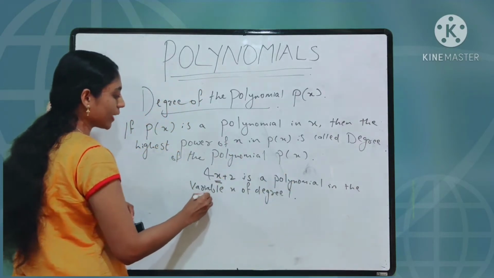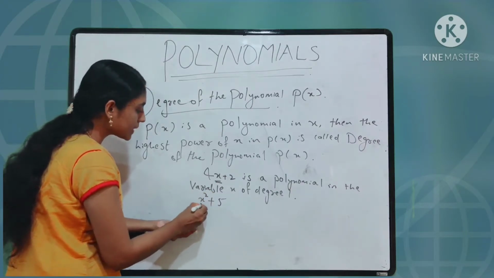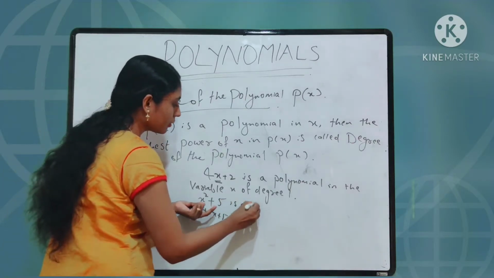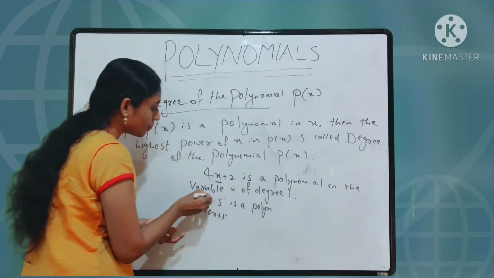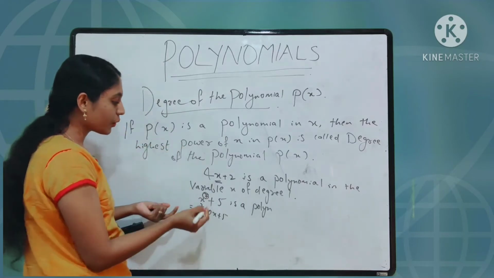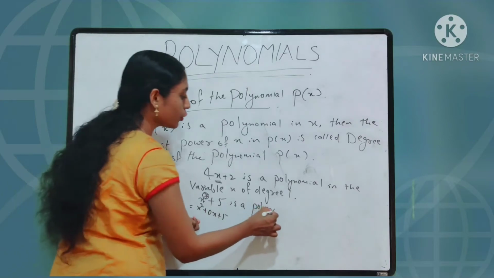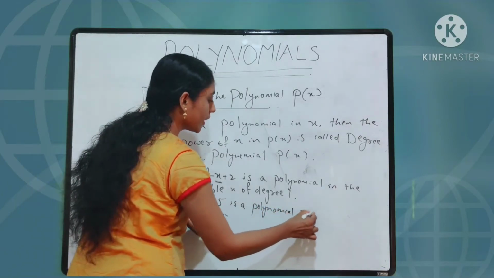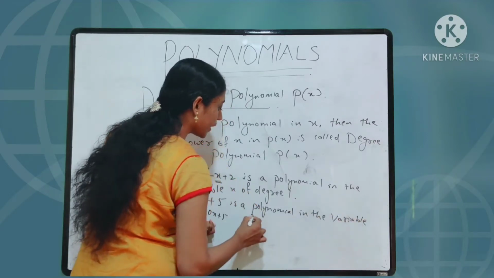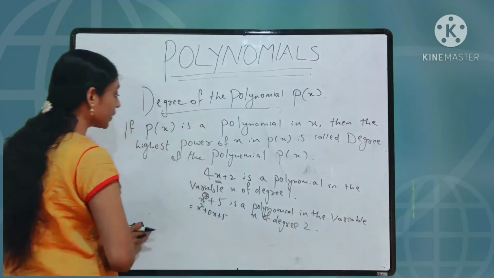And what about x square plus 5? x square plus 5 means x square plus 0x plus 5, right? So this is a polynomial in variable x of degree 2 because it is x square. So degree means the highest power of x in P of x. The highest power of x is x square. So x square plus 5 is a polynomial in the variable x of degree 2, right? So these are the examples of degree of polynomial.